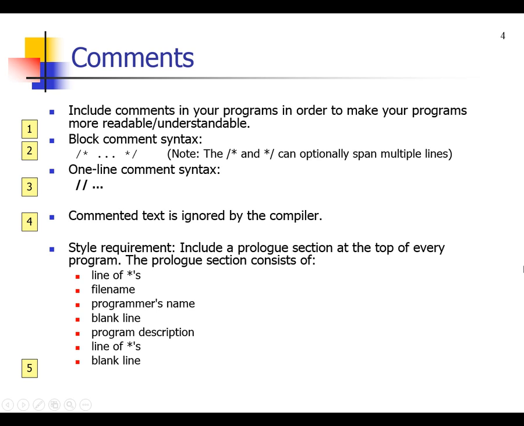The style requirements. The prologue of every program. You need to have the number of lines, the file name, the programmer's name, a blank line, program description, lines of the stars, and then a blank line. That's that header information I gave you. This is Java style, or Java coding convention, right here. Everyone with me?